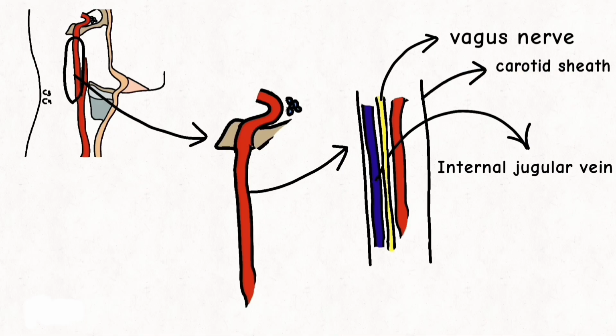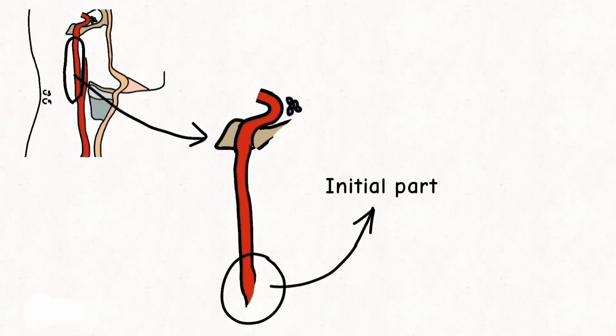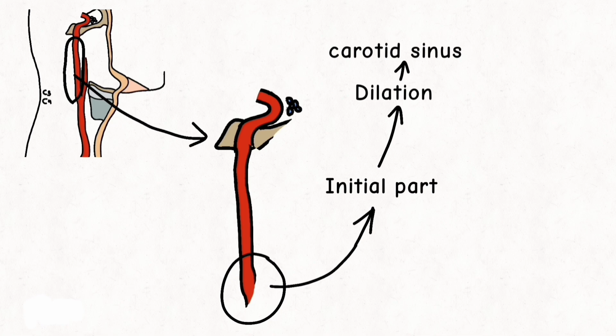is the vagus nerve. At the beginning of the internal carotid artery there is a dilation. This dilation is called the carotid sinus. What is the function of this carotid sinus? It acts as a baroreceptor. It is a blood pressure sensor. It checks if your blood pressure is too high or too low, and it sends its signal to the glossopharyngeal nerve. So you must remember one of the relationships of the internal carotid artery is going to be the glossopharyngeal nerve.